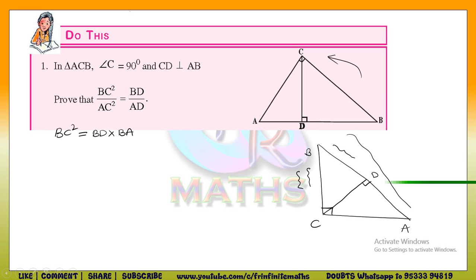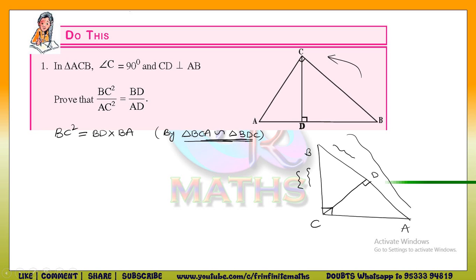So how can we obtain that? By considering triangles. What are the triangles? Triangle BCA is similar to triangle, since I need this first triangle, I can consider it as BDC. So by considering the similarity of triangles BCA and BDC, we can obtain this result.